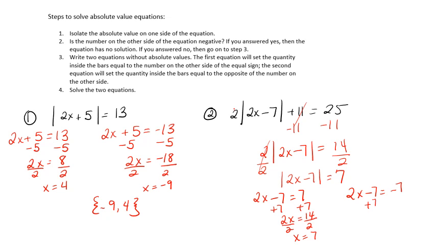All right. Add 7. I get 2x equals 0. Divide by 2. My other solution is 0. So 7 is the solution and 0 is the solution. So those are my 2 solutions. Again, sometimes you'll see that written like so.